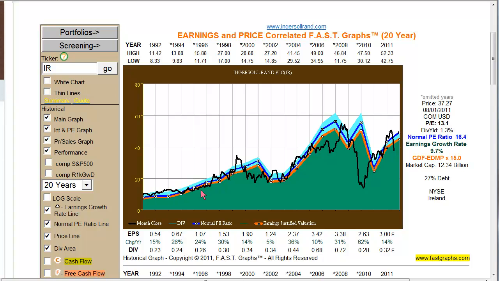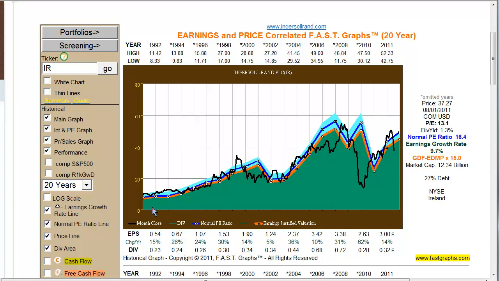As you can see, the orange line here plots earnings per share. This is since 1992. The light blue shaded area shows dividends paid out of earnings. The black line is the monthly closing stock price line. And the dark blue line shows the normal PE ratio, which correlates very closely to the company's earnings growth rate.